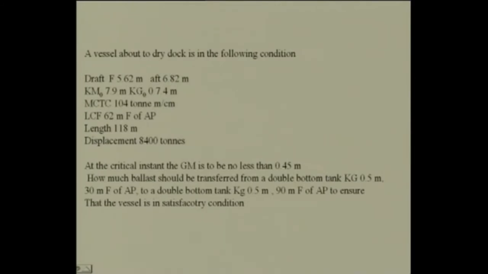Okay, then this problem says that a vessel is about to dry dock in the following condition. You are given the draft forward and draft aft, then KM0 is given, KG0 is given, MCTC is given, LCF is given as 62 meters forward, length is 118 meters, displacement is given. Now, you are told that at the critical instant, your GM should be 0.45 meter. In order for that to happen, how much ballast should you transfer from a double bottom tank with a KG of 0.5 meter, 30 meters forward of AP, to a double bottom tank with a KG of 0.5 meter, 90 meters forward of AP, to ensure that the vessel is in a satisfactory condition?